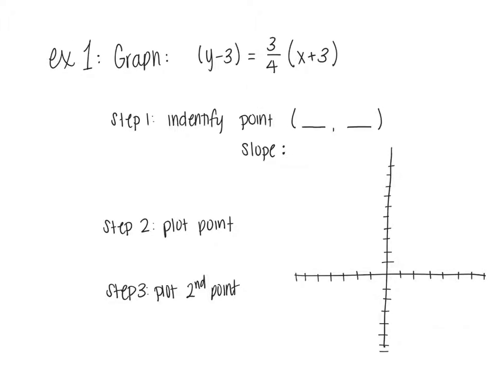So the first example says, graph the following equation. y minus 3 equals 3 over 4 times x plus 3. So the first step is to identify the point and the slope. Now we said point slope was y minus y1 equals m times x minus x1. So you'll be able to see that this lines up with y, this one lines up with x, and then this lines up with m.